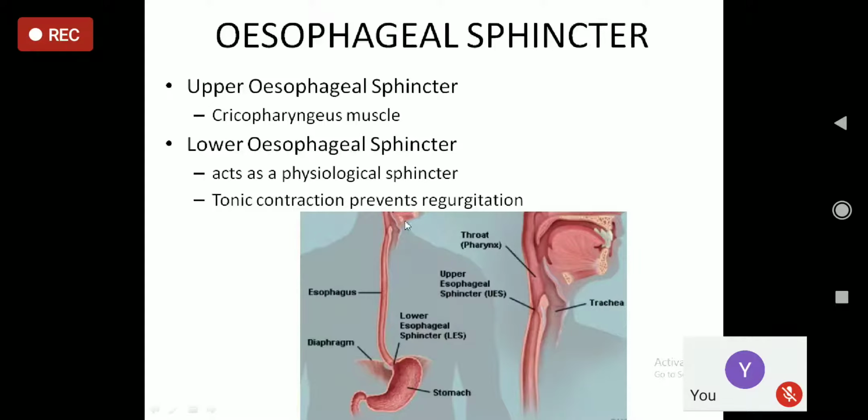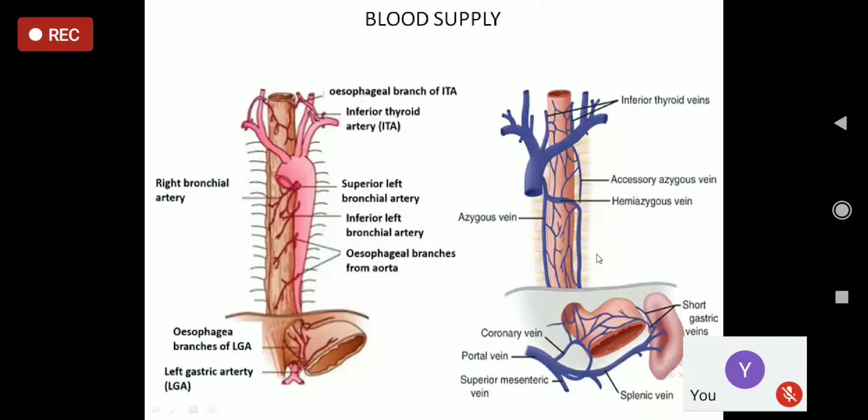The lower esophageal sphincter and upper esophageal sphincter are the two sphincters present within the esophagus, and most of the time, except at the time of passage of food, they remain closed. The lower esophageal sphincter remains closed to prevent regurgitation or reflux of the gastric fluid, while the upper esophageal sphincter remains closed to prevent ingestion of air. Okay, so this is about the sphincters of the esophagus. When talking about the blood supply of esophagus, three different parts of esophagus are supplied by three different arteries.